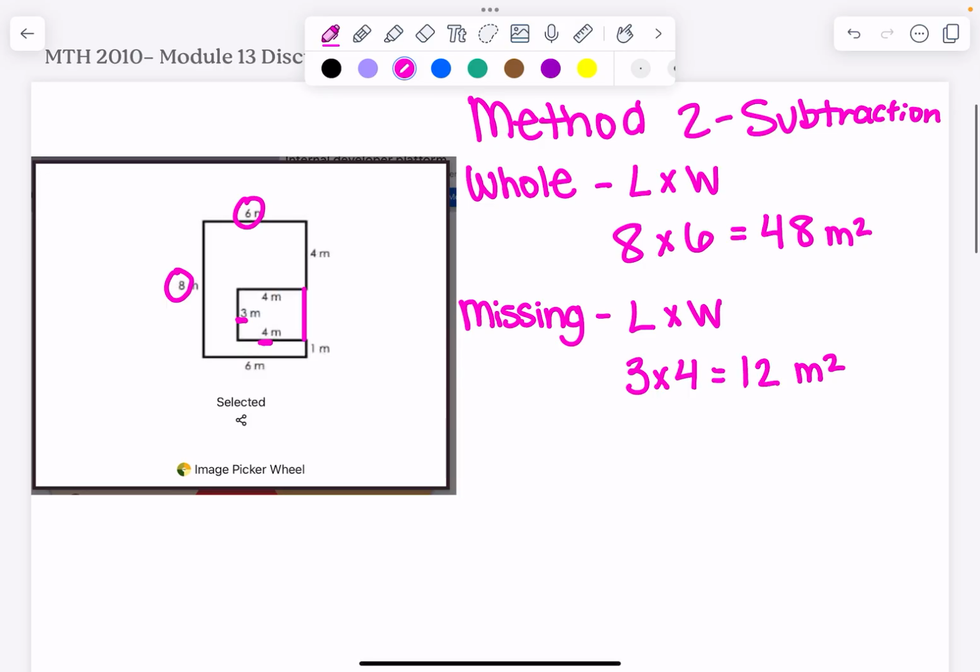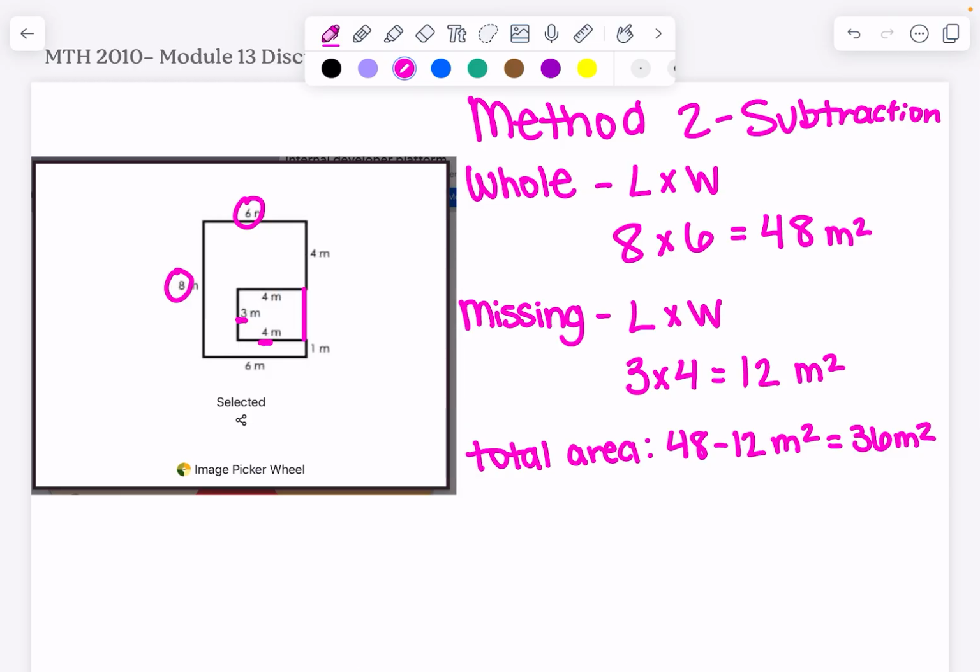So now to find the total area, you must subtract. So we take our 48 meters squared minus our 12 meters squared, which gives us a total of 36 meters squared. Both of these methods show us the same answers, no matter how you do them.